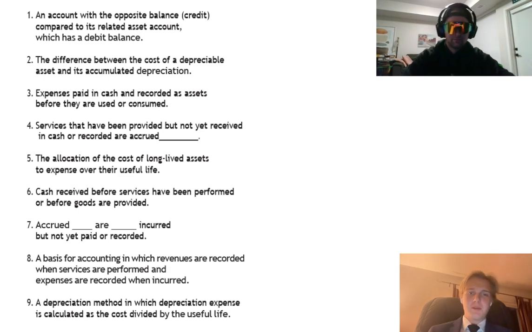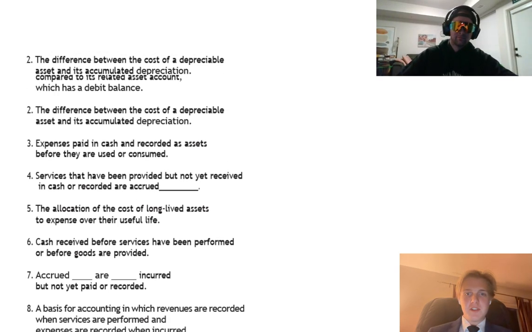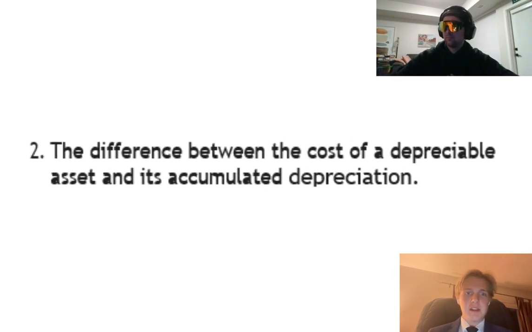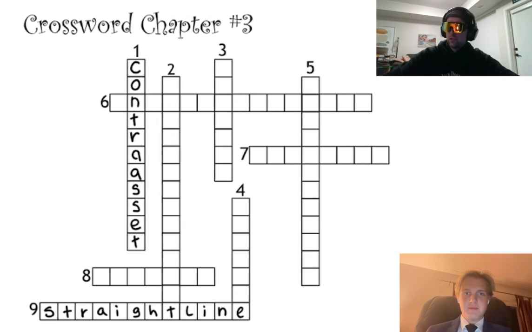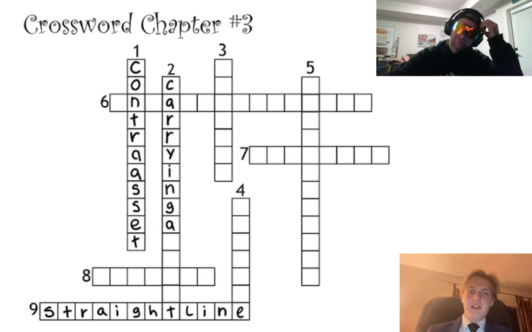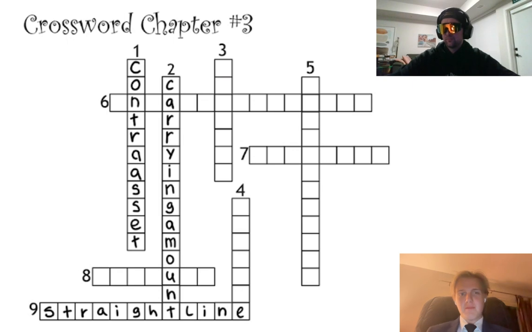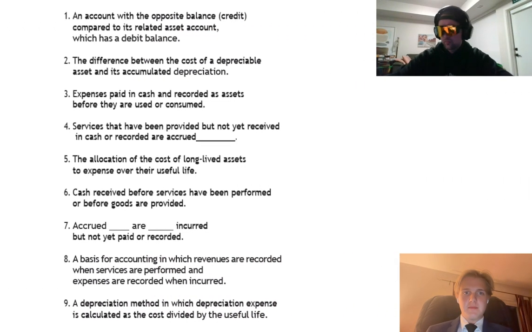Now let's go back to question 2, which is the difference between the cost of a depreciable asset and its accumulated depreciation. Now, you tell me, what do you think it is? This must just be the current value of the asset taking into account the straight line method. I don't know what the word is though. The word is carrying amount, and you would be correct. Good job, brother. Let's do question 3.